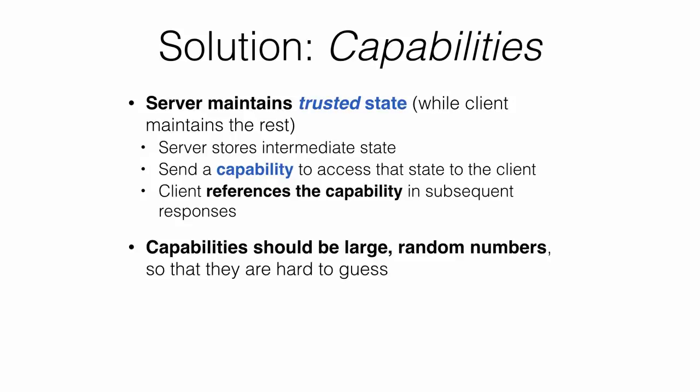To make capabilities unforgeable, a typical approach is to make them large random numbers, so they are difficult to guess, and therefore if a client does attempt to make a guess, the client is very unlikely to find a number that corresponds to a real capability and therefore has no power.